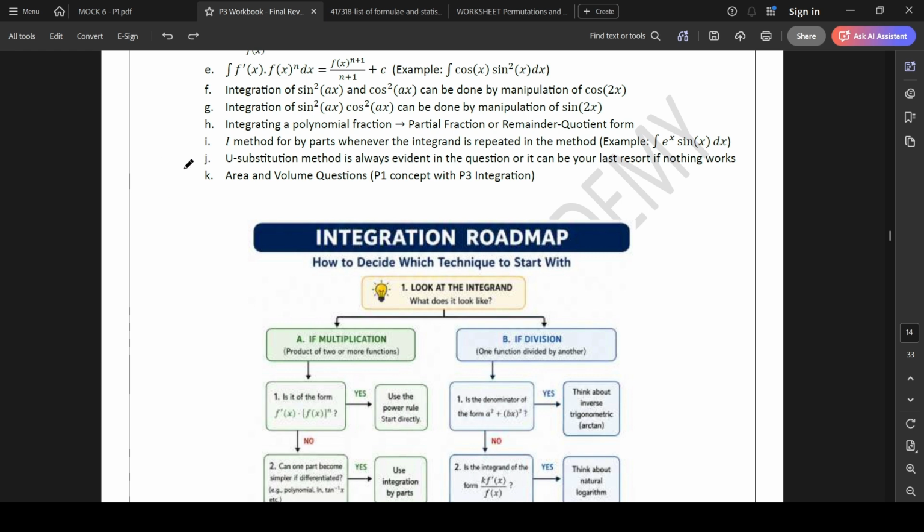Moving on to the next part, U substitution is always evident in the question. They'll say let U be equal to this, then convert the given equation into something different in the form of U, and then later integrate. This kind of question is very popular, and it is always evident.